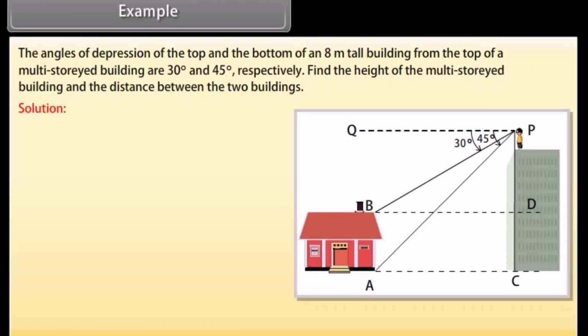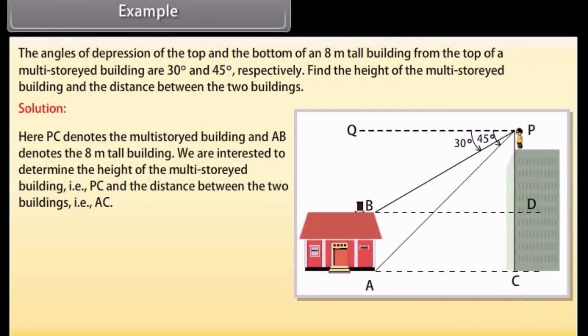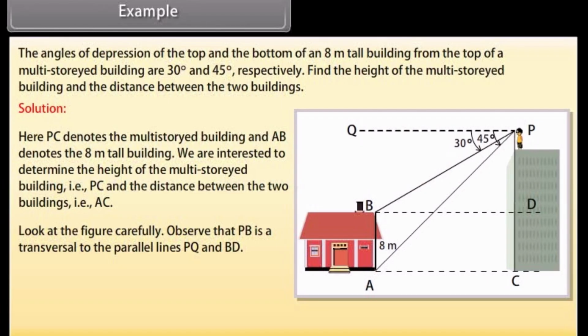Solution. Here PC denotes the multi-storied building and AB denotes the 8-meter tall building. We are interested to determine the height of the multi-storied building, that is PC, and the distance between the two buildings, that is AC. Look at the figure carefully.